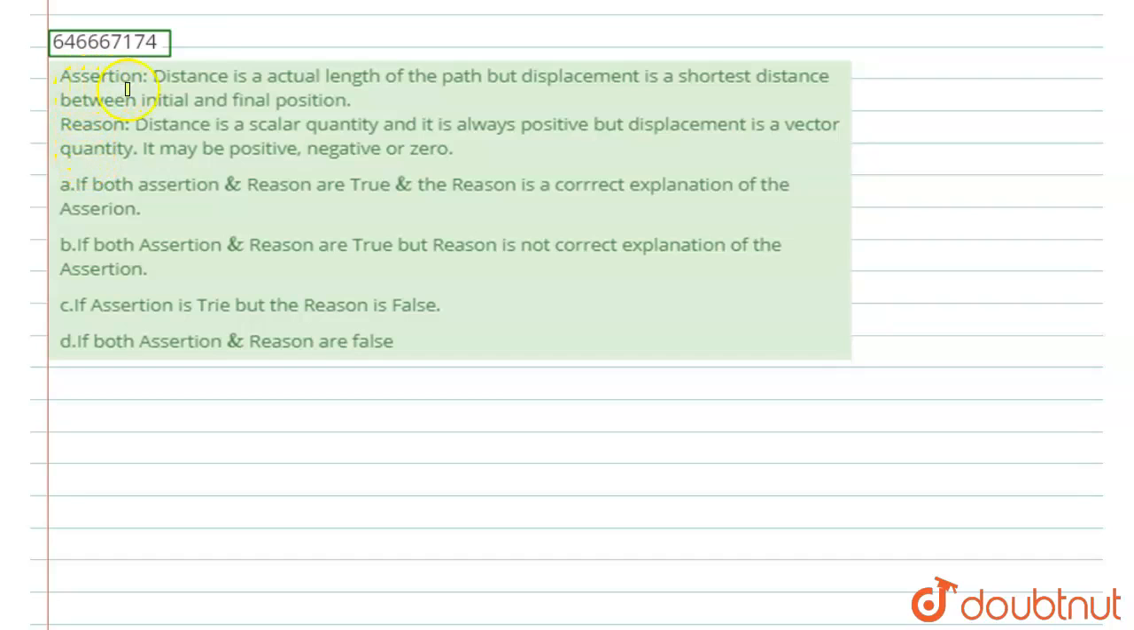In this question, it is given the assertion and reason type question. In the assertion, it is given that distance is the actual length of the path, but displacement is the shortest distance between the initial and the final position. And in the reason, we can see distance is a scalar quantity and it is always positive, but displacement is a vector quantity. It may be positive, negative, or zero.